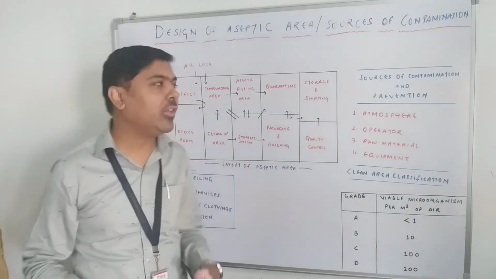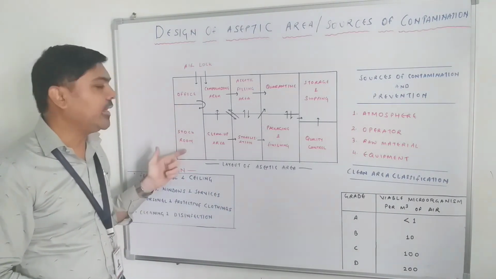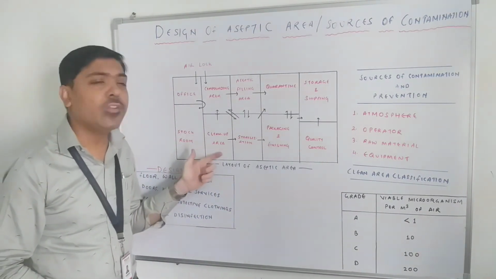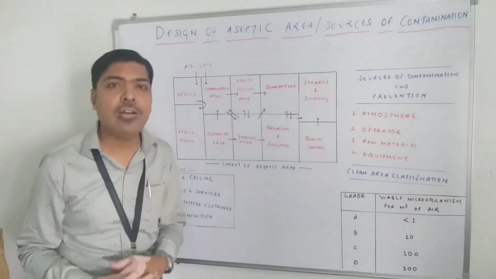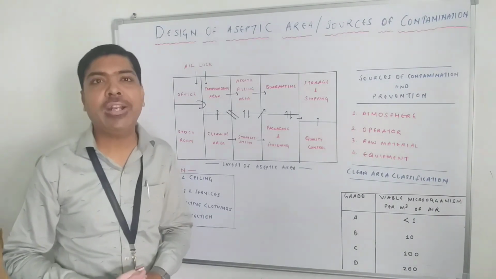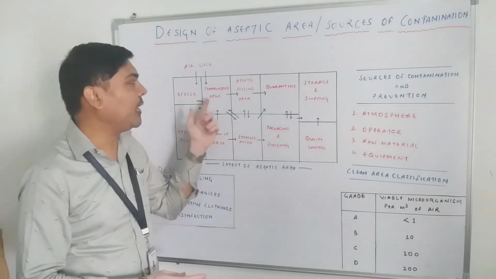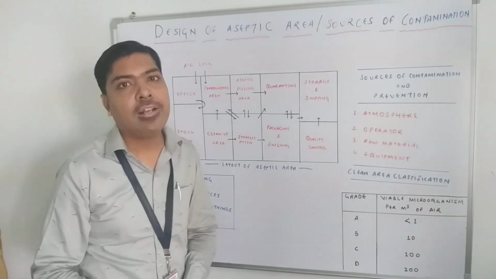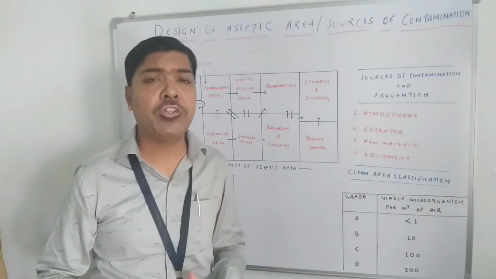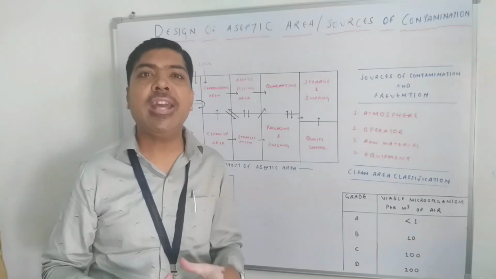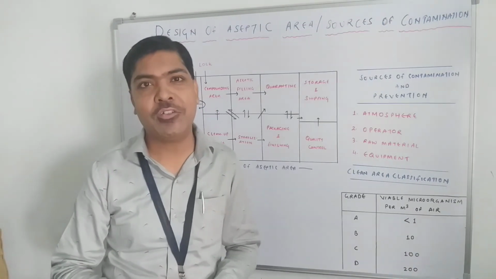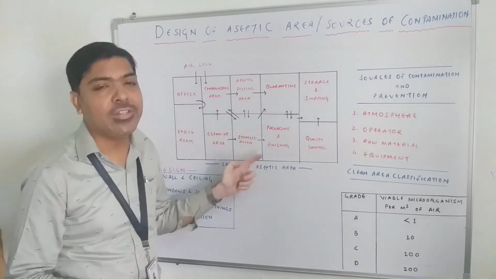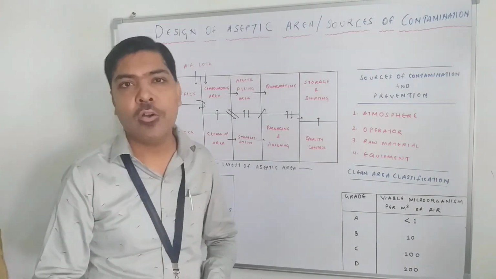So here, there is one office, then there is a stock room. From that stock room we enter the cleanup area where the cleaning process takes place, and then from the cleanup area we enter the compounding area where the formulation of the product is done. If we are talking about the terminal sterilization process, then that can be done with the help of this sterilization room.